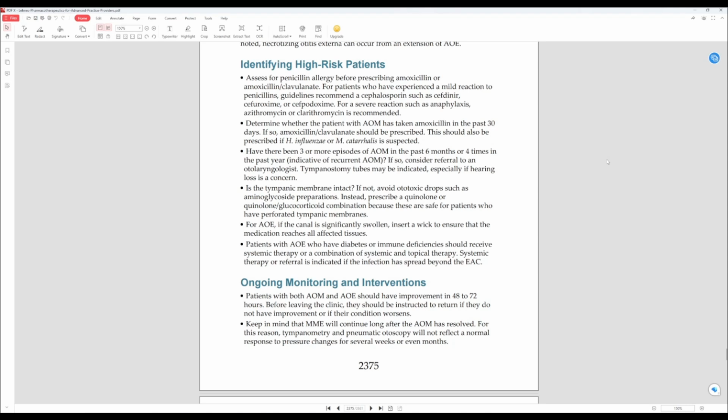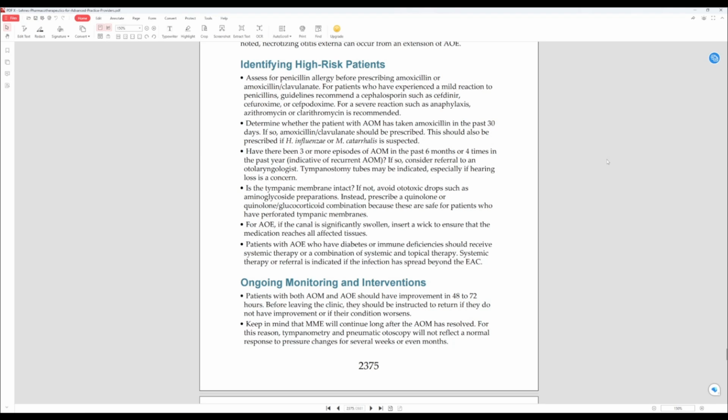So, identifying our high-risk patients. Again, you want to assess for penicillin allergy before prescribing amoxicillin or amoxicillin clavulanate. For patients who have experienced a mild reaction to penicillins, guidelines recommend a cephalosporin, such as cefdinir, cefuroxime, or cefpodoxime. For severe reactions such as anaphylaxis, azithromycin and clarithromycin are recommended. Determine whether the patient with AOM has taken amoxicillin in the past 30 days. If so, the combo drug should be prescribed.